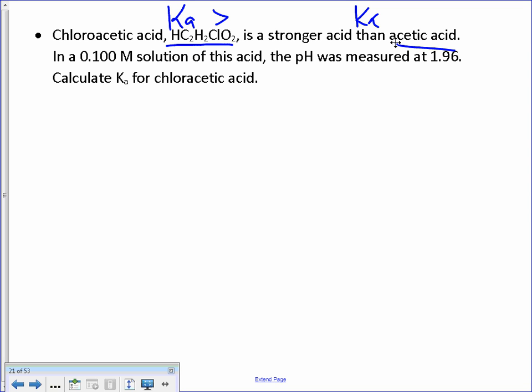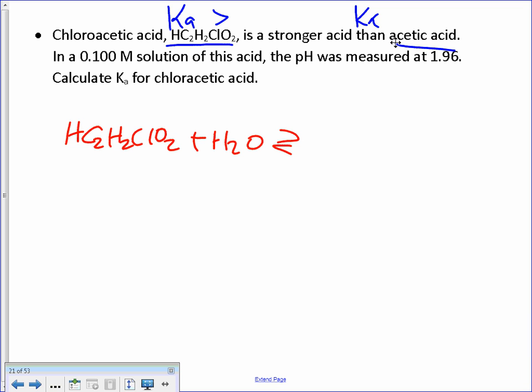Okay, so we know that information. In a 0.1 molar solution of this acid, the pH was measured at 1.96. Calculate the Ka for the chloroacetic acid. So, what do you want to do first? What have I been doing first? Setting up the ICE table first. So, chloroacetic acid, you have to write it out reacting with water to show the acid-base characteristics here.